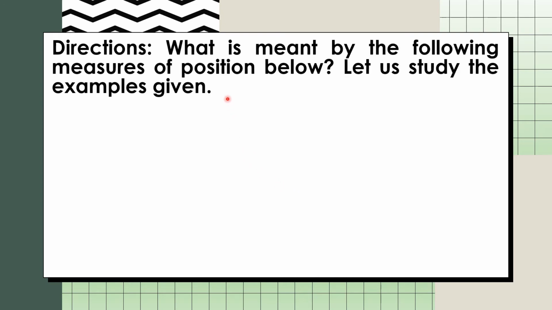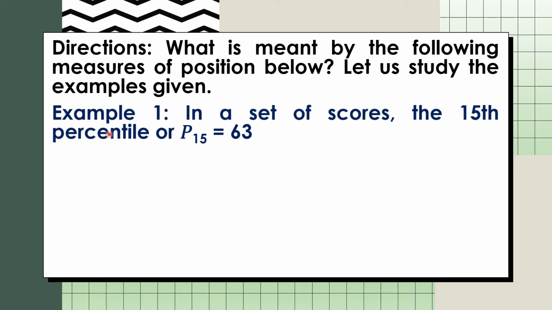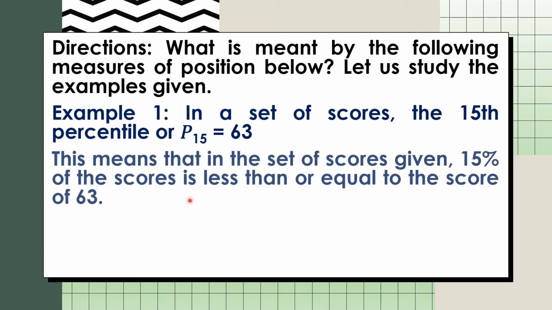Let's have this one. What is meant by the following measures of position below? Let us study the examples given. Number 1 example: in a set of scores, the 15th percentile or P sub 15 is equal to 63. What does it mean? This means that in the set of scores given, 15% of the scores is less than or equal to the score of 63.